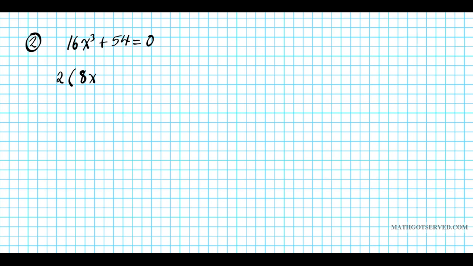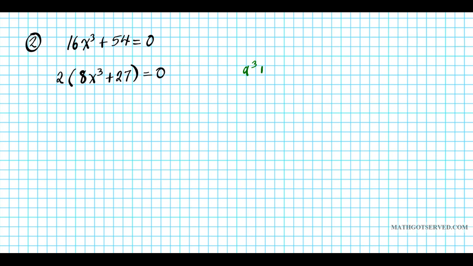We have 2 times 8x³. Remember, when you factor out the numbers, it's as though you're dividing by that common factor. So we have 8x³ + 27 equals 0. Now we're going to shift our attention to the polynomial expression in the parentheses. What do you notice about 8x³ and 27? They are cubes, and since you have a sum in the center, we're going to be using the sum of cubes formula to factor this expression. All right, so what is the sum of cubes formula? Let's write that down real quick.